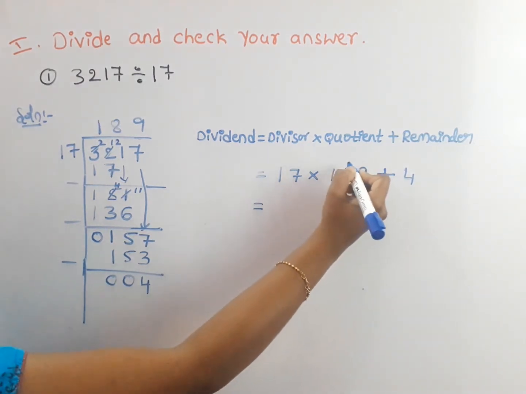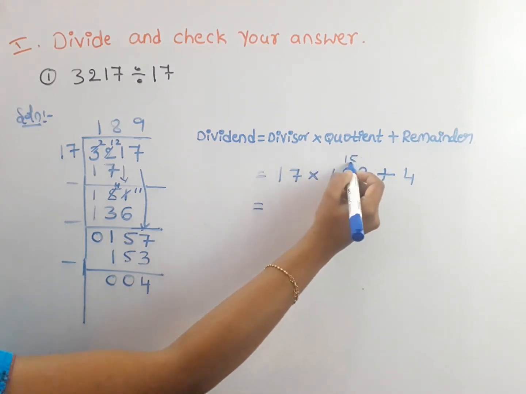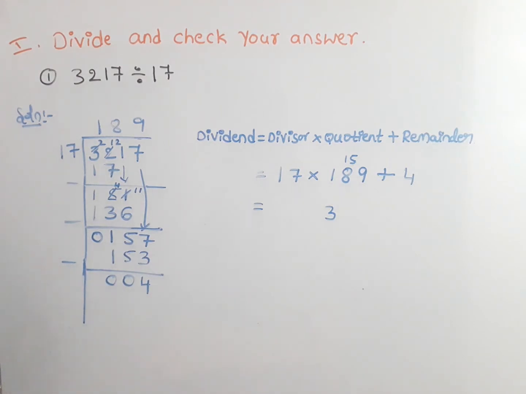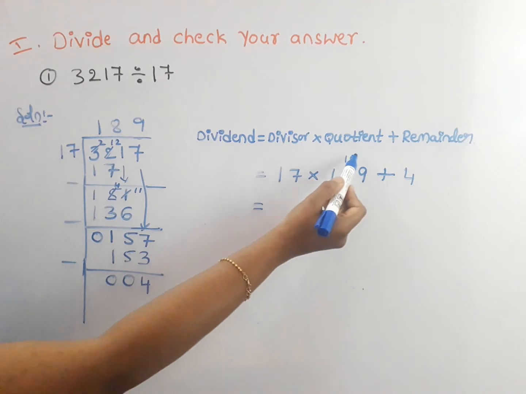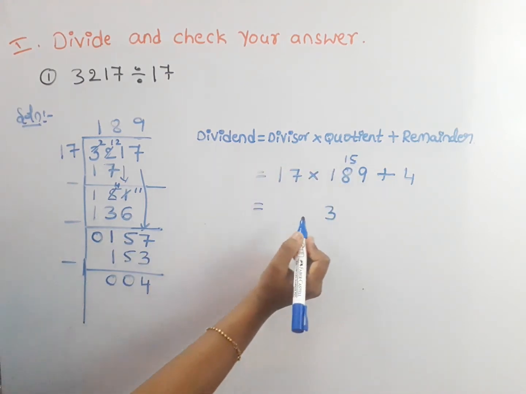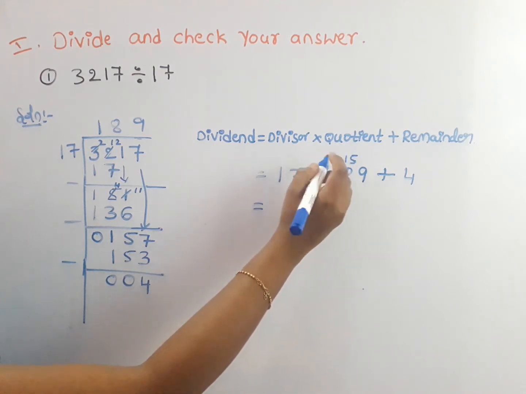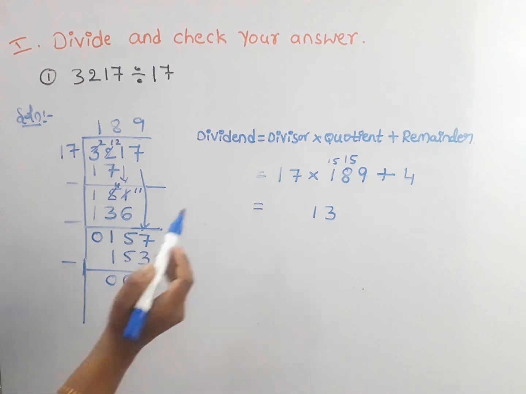Write 3 here. Then 15 is the carry over. Next, 17 8s are 136. 136 plus this carry over, 136 plus 15 is equal to 151. Write 1 here. Then again 15 is the carry over.